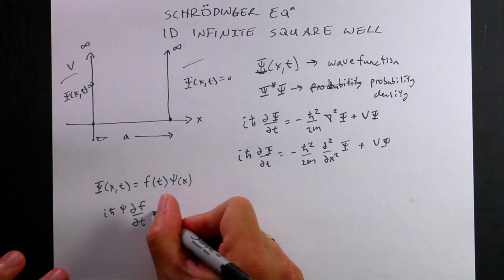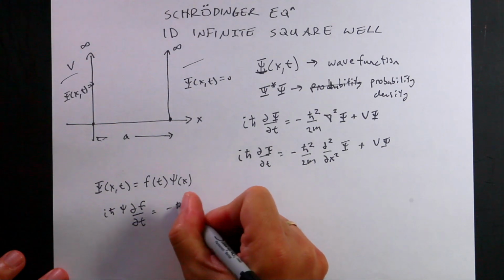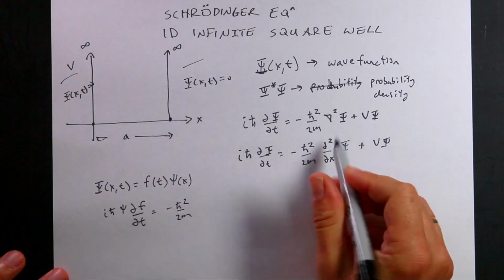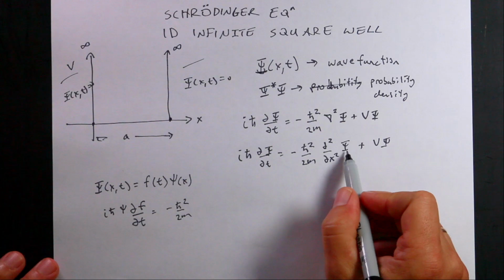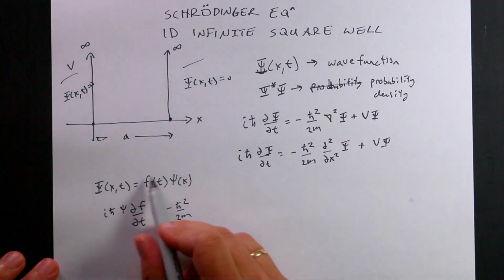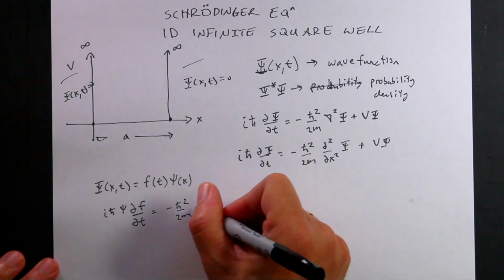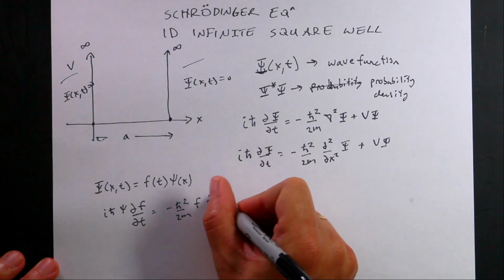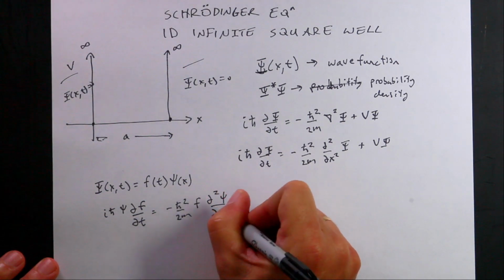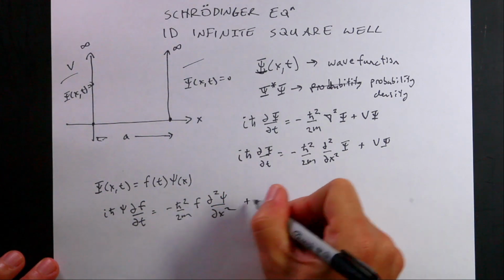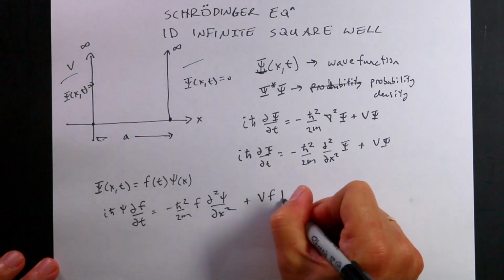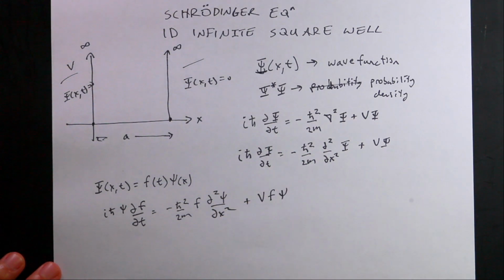Now over here I get negative h bar squared over 2m. Now I'm going to take the second partial with respect to x, but again, there's a time piece that just doesn't matter. So I'm going to put this as f, second partial of psi with respect to x. And then I have plus v f psi. And what I want to do is separate the variables. So if I can get all the x stuff on one side and all the time stuff on another side, I'll be golden.